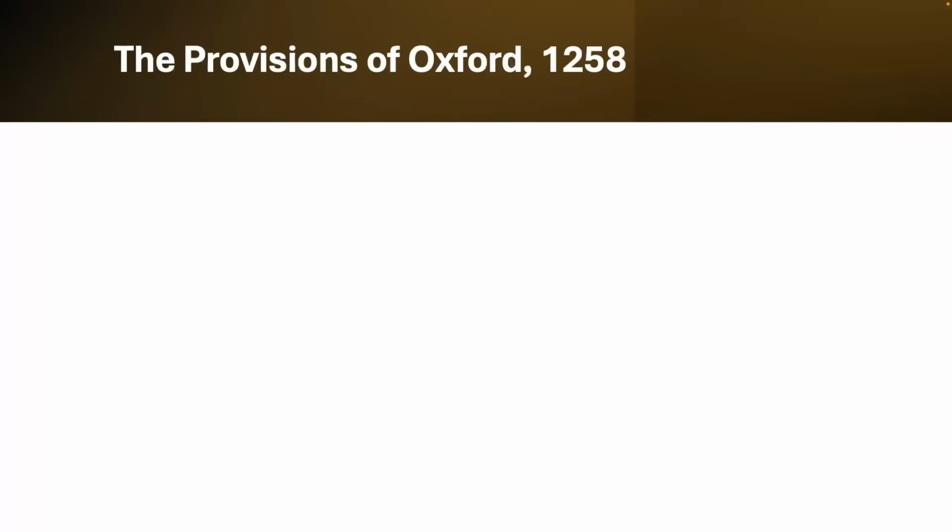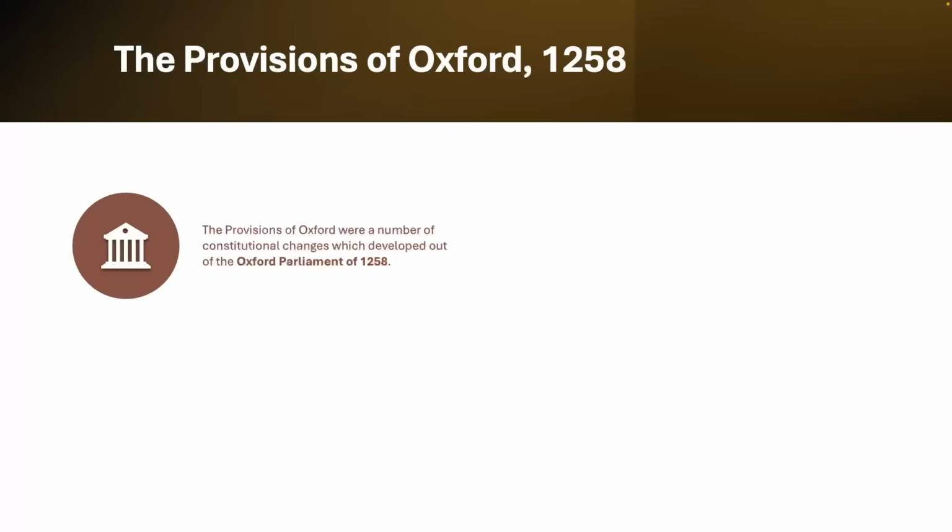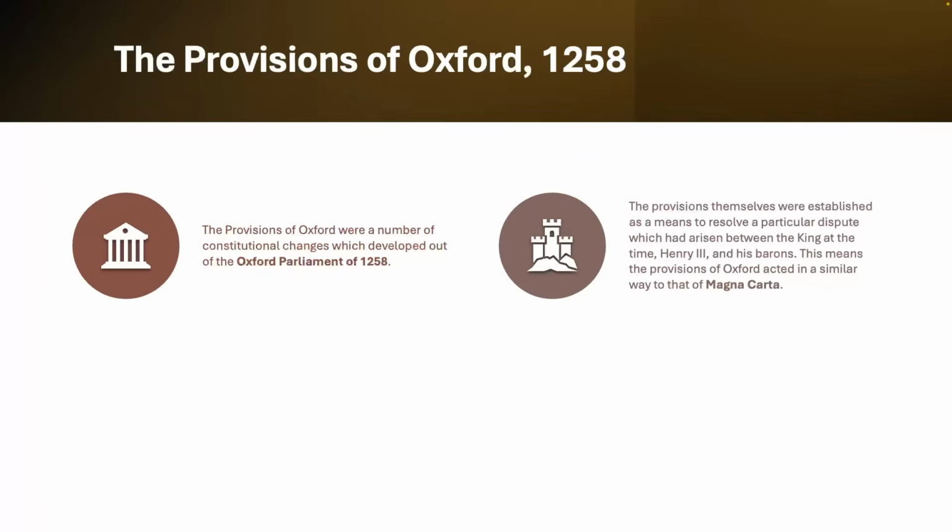Then things start to develop in 1258, because this results in something known as the Provisions of Oxford, which were a number of constitutional changes that developed out of the Oxford Parliament of 1258. The provisions were established essentially as a means to resolve a particular dispute between the king at the time, Henry III, and his barons.